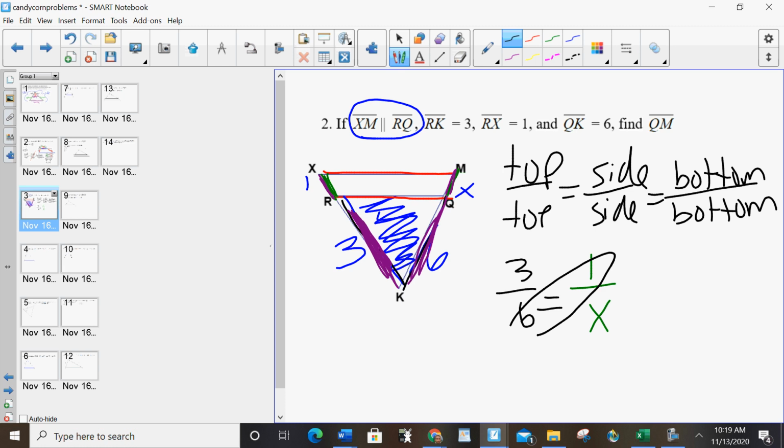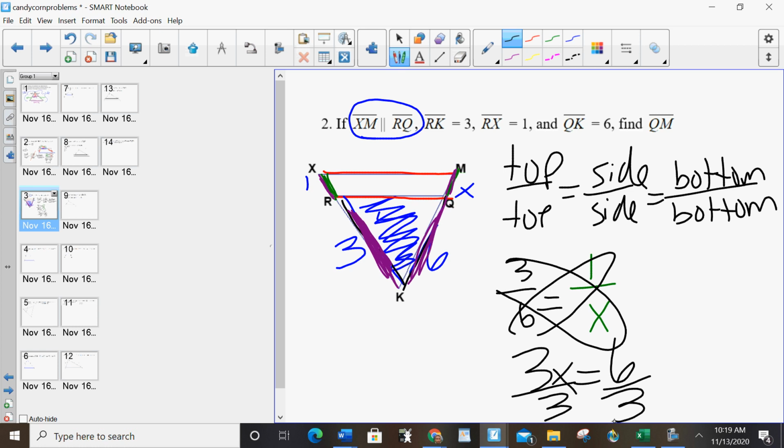From there, you cross multiply and solve. 3 times x is 3x. 6 times 1 is 6. X equals 2.